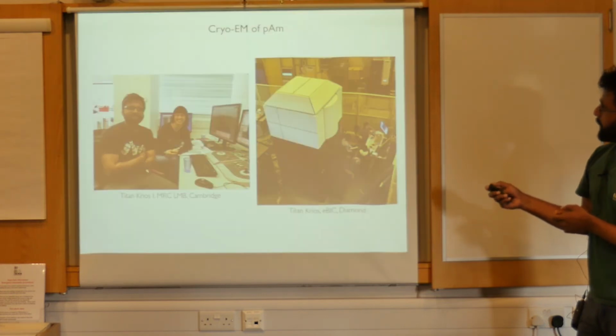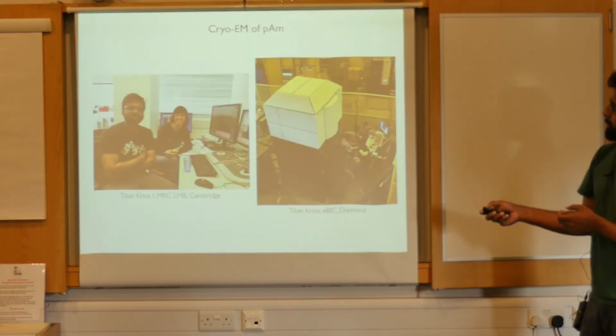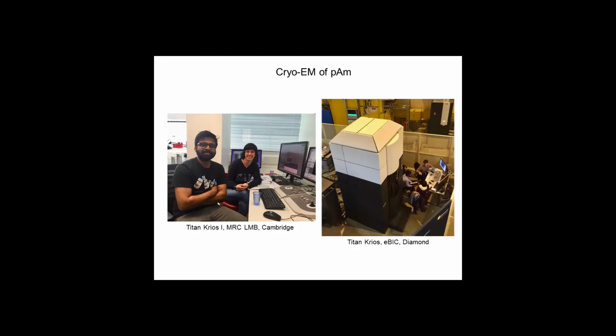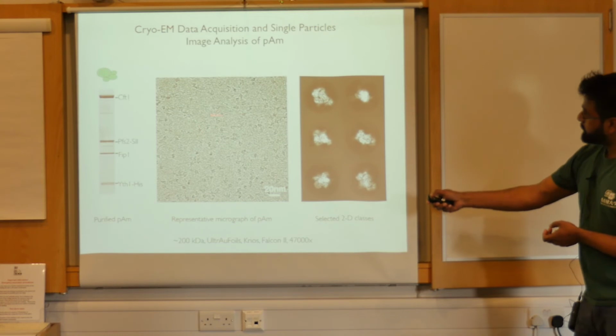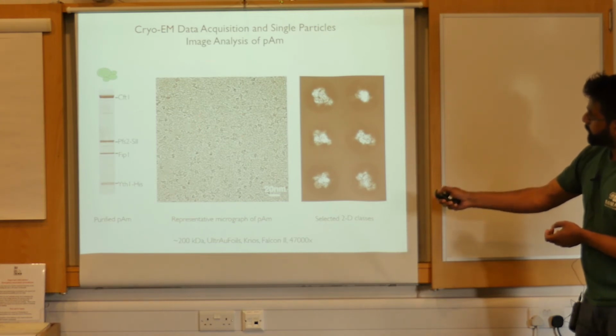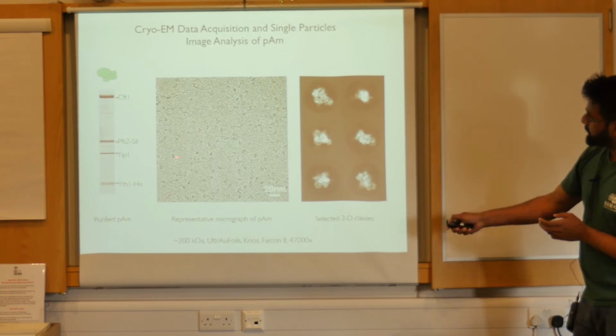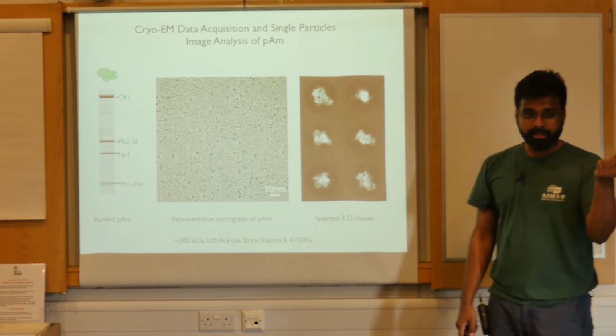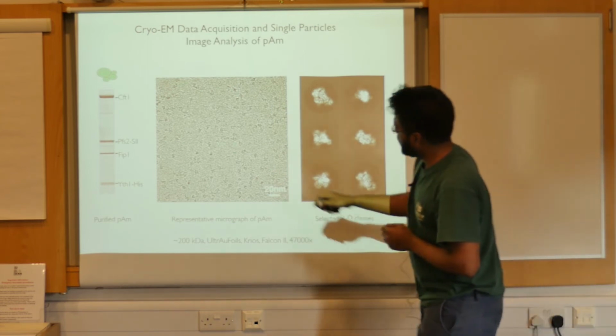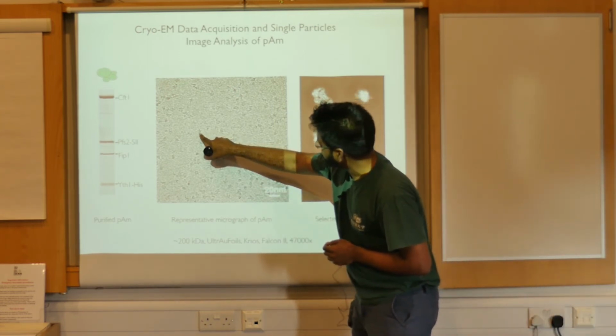So Anna Kesenial, a postdoc in the lab, and myself, we collected cryo-electron microscopy data both at the MRC LMB in Cambridge and also at Diamond in Oxford. We both managed to get some nice images of the PolyA module or PAM. So these black dots here represent single molecules of the protein. So let's look at this molecule here.